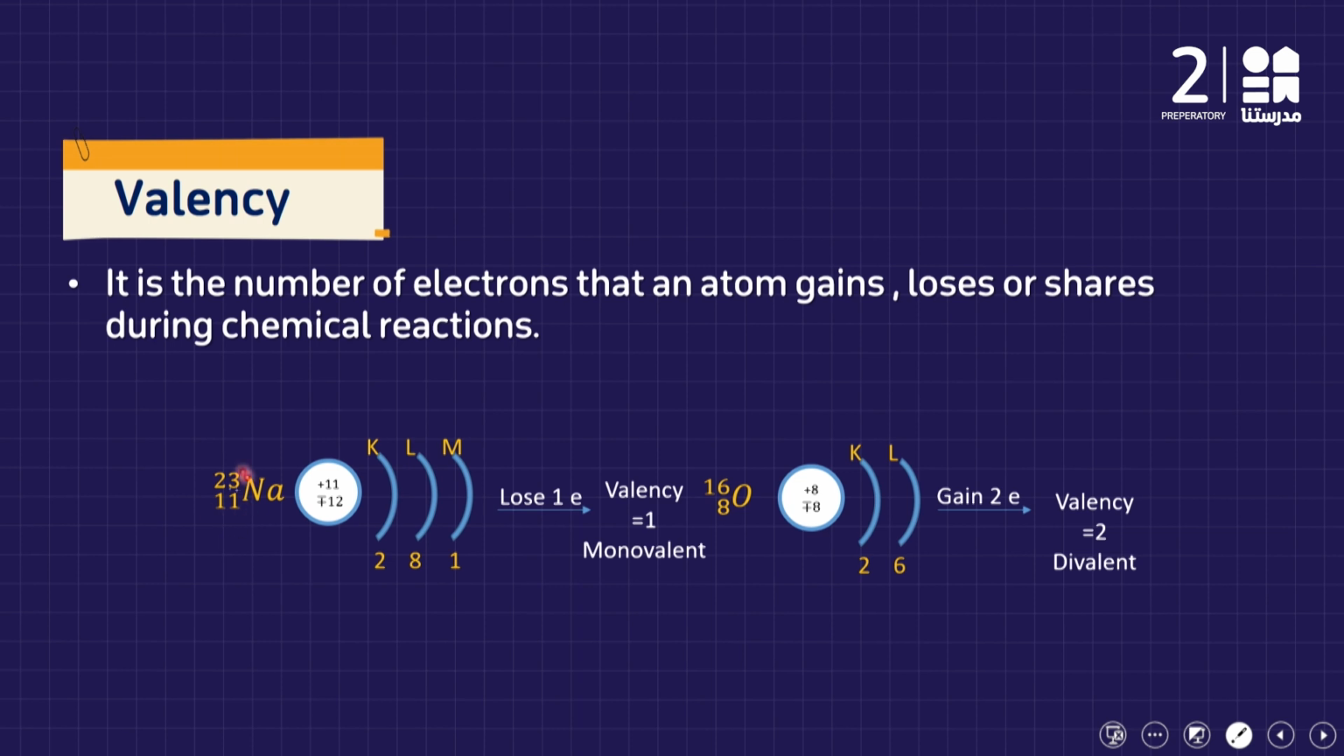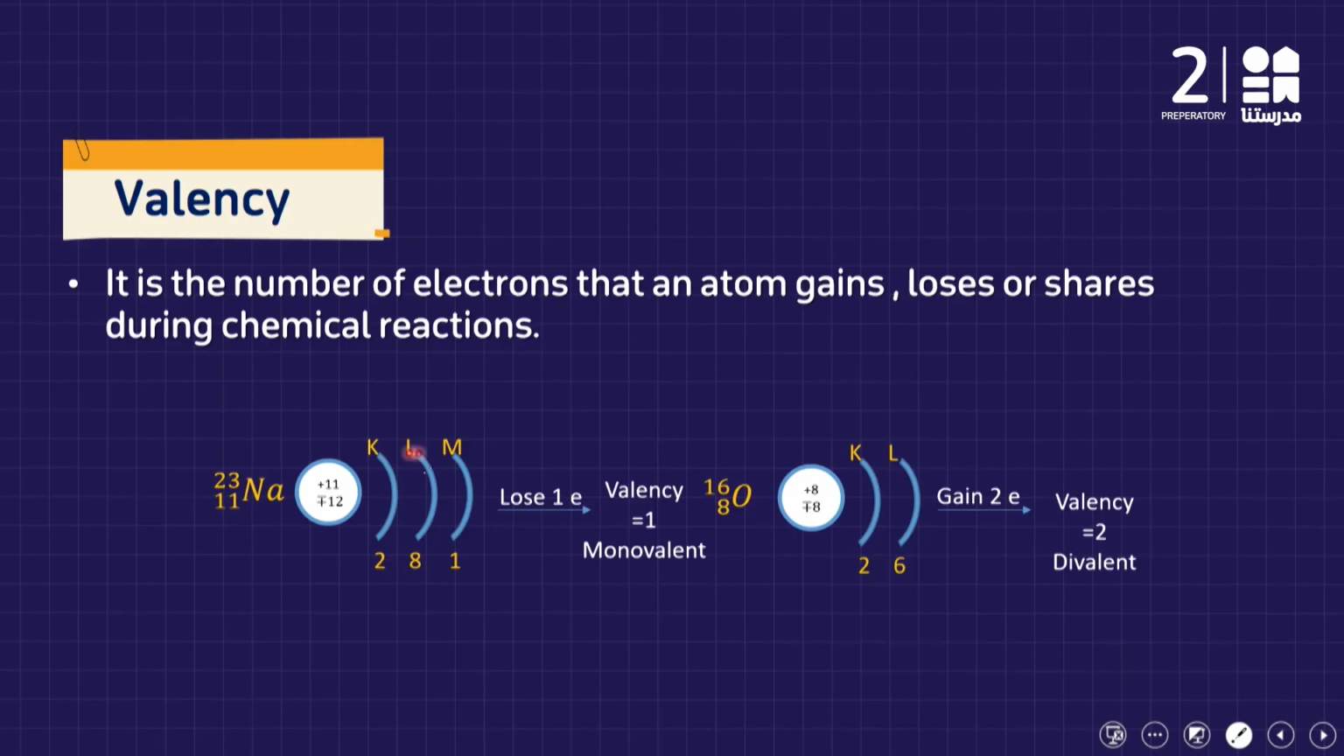during chemical reactions. For example, sodium. Sodium has atomic number 11 and mass number 23. The atomic number represents the number of protons or the number of electrons, because as we know, an atom is electrically neutral. So the number of positive protons equals the number of negative electrons. So sodium has 11 electrons. In the electronic configuration, K has 2 electrons and L carries 8 electrons. What about M, the outermost energy level? It carries 1 electron, so its outermost electrons equal 1.